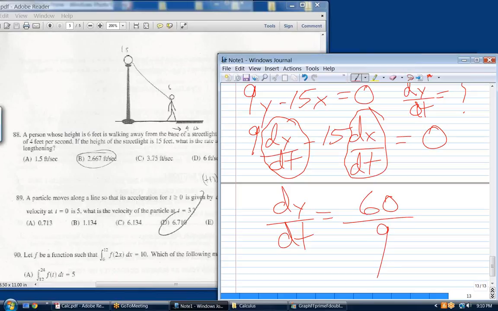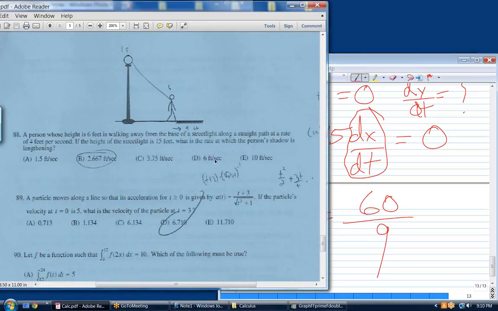Whoops, I'm looking at the wrong problem. 6. I think I actually did it right. I don't think I've omitted anything. That's not going to be correct for sure, because one thing we know for absolute certain is that it's got to be greater than 4. Right?